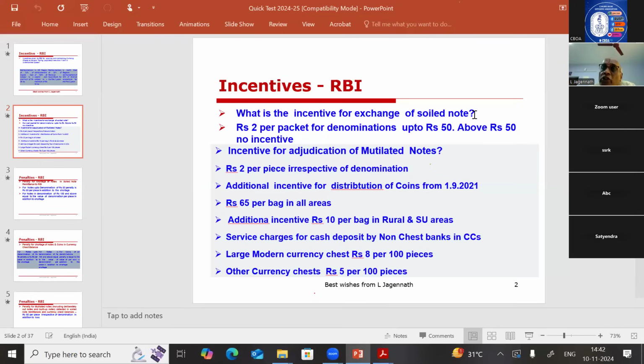Suppose banks are exchanging soiled notes for the general public. Please note, exchange of soiled notes or adjudication of mutilated notes is not only for your customers, but for general walk-in customers also.